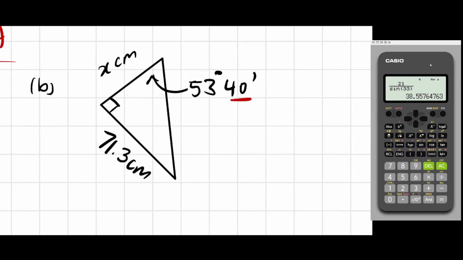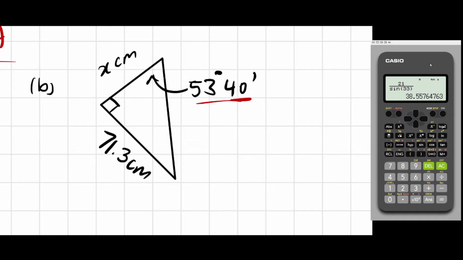Now, in degrees, sometimes we'll have 53.5 degrees. We can have a decimal in degrees, but another way we can represent parts of a degree is what's called minutes and seconds. What this represents is 53 degrees and 40 minutes. Minutes and seconds in degrees work exactly the same as they do in time. There's 60 minutes in an hour, there's 60 minutes in a degree. There's 60 seconds in a minute in both cases as well.